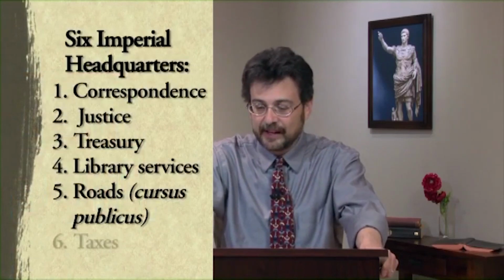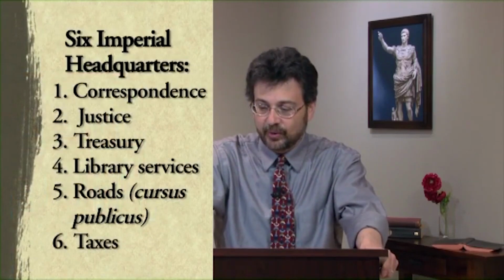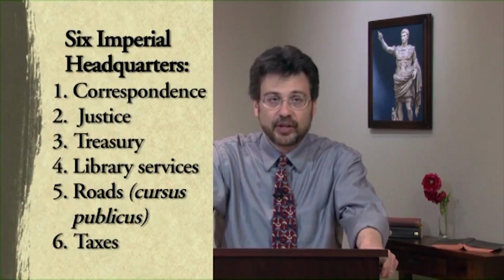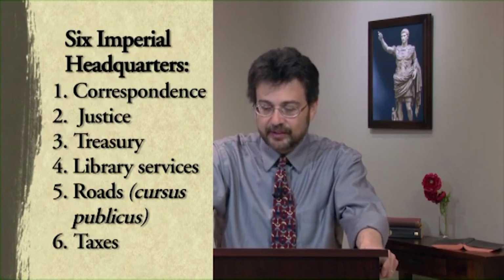Well, those post roads were to make sure that the mail could go back and forth. So what travels on the road, the mail, is as important as the road itself, and in fact what travels on the road can't travel if the road is not kept clean and safe and in good repair. So the fifth was the cursus publicus, and the sixth was taxes. So we have these 6 imperial headquarters: correspondence, justice, treasury, library services, cursus publicus, and taxes.